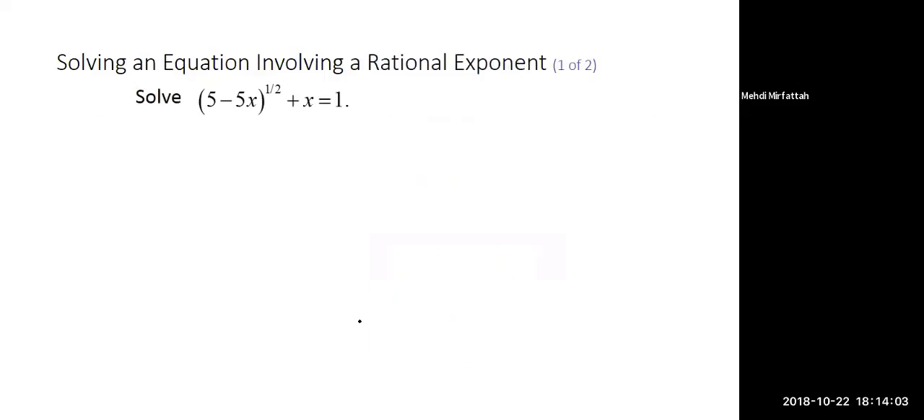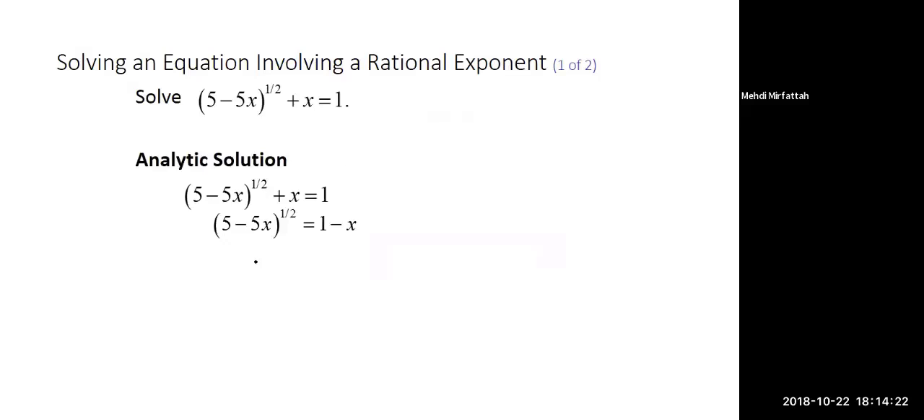Let's take a look at this example. Solve x minus 5x to the power of 1/2 plus x equal to 1. This is really a square root problem, right? Remember, because power of 1/2 means the square root. So I'm going to isolate that first by subtracting x from both sides of the equation. And then I have to raise both sides of the equation to the power of what?